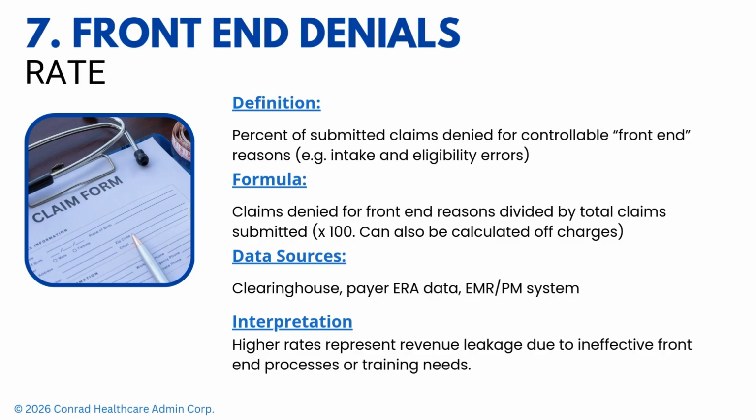Note that as with any kind of denials rate, you can also calculate this off of charges. So we could take the total claim dollars denied for front-end reasons and divide it by the total dollars of claims submitted. So it can be the claim count or it can be the dollars. The data sources for this can be the clearinghouse, payer electronic remittance advice data, or the EMR system. Higher front-end denial rates represent revenue leakage due to ineffective front-end processes or training needs.